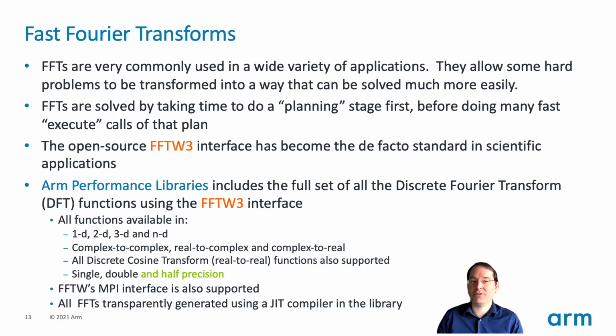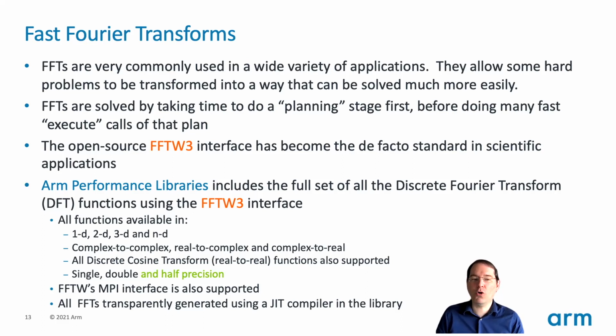FFTW's interface, the FFTW3 interface as it's known, has become the de facto standard across scientific applications. And so ARM Performance Libraries does implement the full set of transforms that FFTW3 provides. That means 1D, 2D, 3D, and multiple dimensions are all provided in complex-to-complex, real-to-complex, and complex-to-real forms. There are also discrete cosine transforms in FFTW as well. These are also known as real-to-real transforms, and these are also now supported in ARM Performance Libraries since the 21.0 release. And ARMPL also provides single, double, and half precision. So again, an extension to the FFTW standard in case you were wanting to get some even faster but less accurate versions, for example, in machine learning cases.